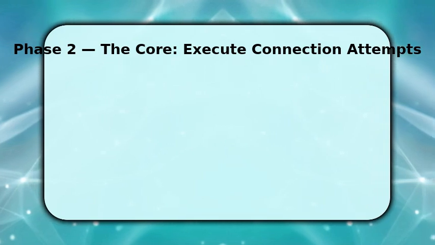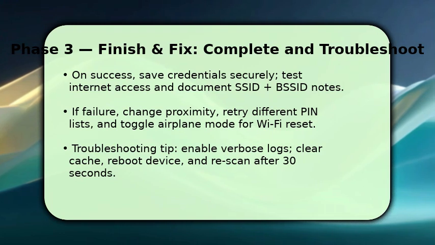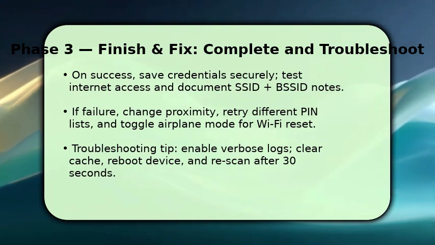Once attempts run, use test mode when you do not want full authentication. This reduces intrusion yet reveals vulnerability. Make sure to switch methods after several failures, and monitor signal strength for reliable retries. You finish by saving any recovered credentials in a secure vault and immediately testing the connection to confirm internet access.